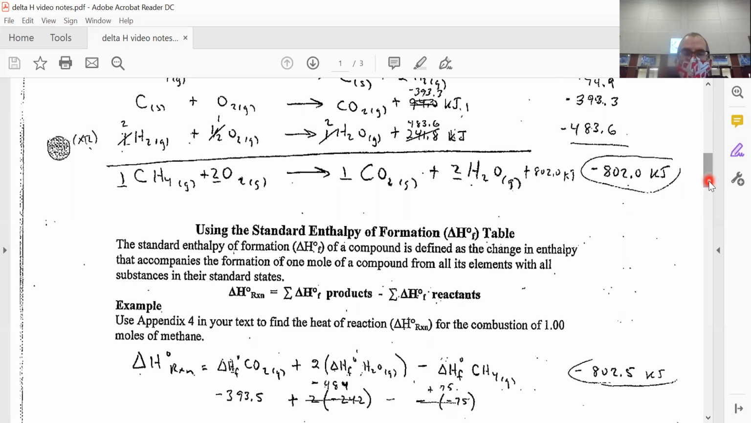All right, so that is Hess's law and standard heats of formation, 2 ways to do the same thing. In AP, you'll be asked to do both methods at various times.